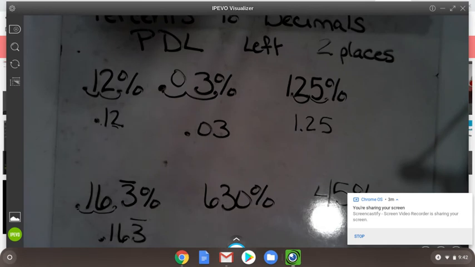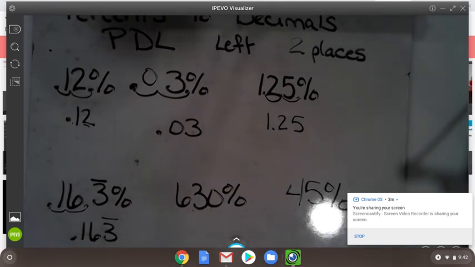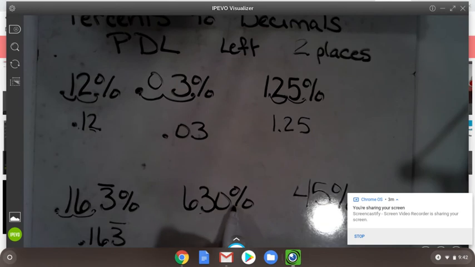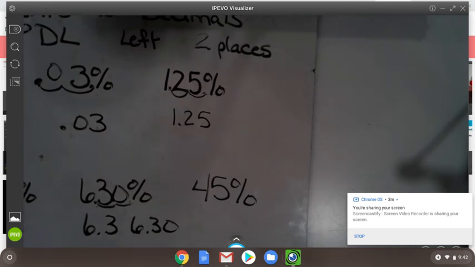So if you don't remember how to do this, you can come back to my video and you'll see this is number 1, and I think this one's number 3 on your assignment tomorrow. So I can take my decimal, I move it 2 places to the left, and I get 6.3, or I could say 6.30. It doesn't matter. Either one of those is okay. And then the last one, 45%, move it to the left, 2.45.